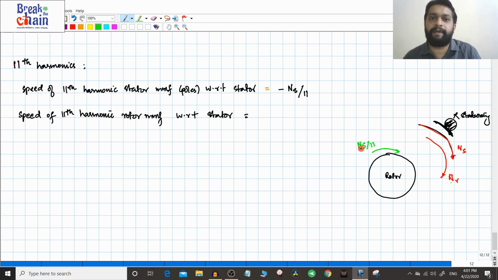Similarly, because of ns by 11, there is another rotor speed which is produced, which will rotate in the same direction as this ns by 11. So that is nr by 11. And the rotor itself is rotating at the speed of nr. So these three things are happening simultaneously.